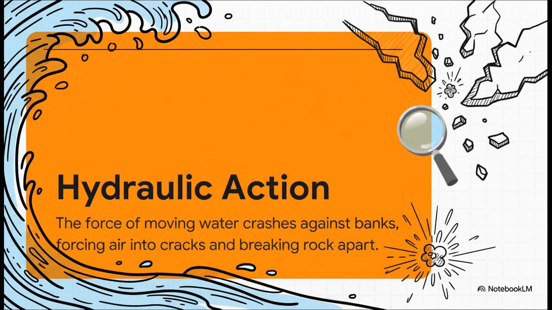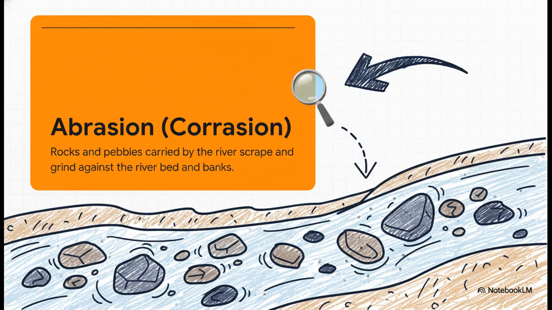Imagine water smashing against the riverbank. It forces air into tiny cracks in the rock, and that compressed air acts like a tiny explosion, blasting the rock apart from the inside. Next, you've got abrasion. Now, this is clever. This is when the river uses the material it's already carrying as a weapon. The rocks and pebbles get scraped along the bottom and sides of the channel, acting just like a giant piece of sandpaper, grinding away the landscape.